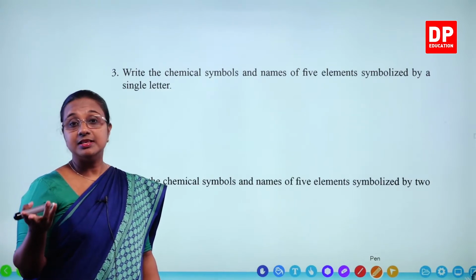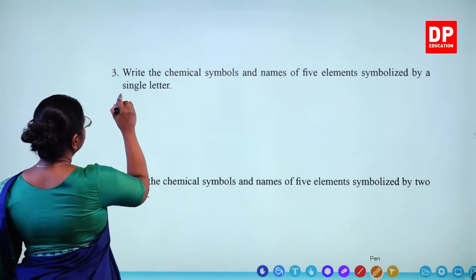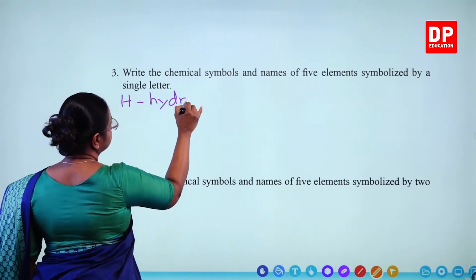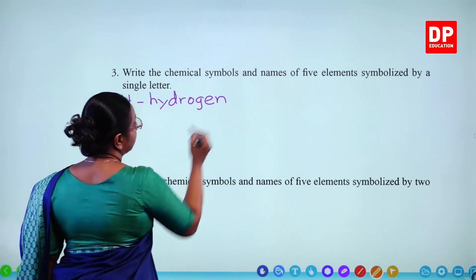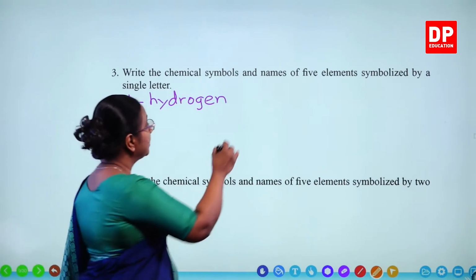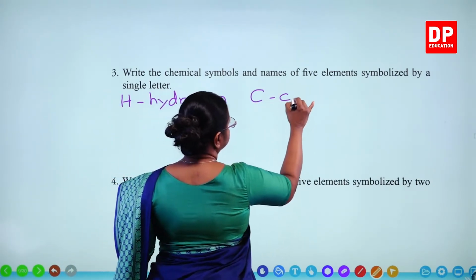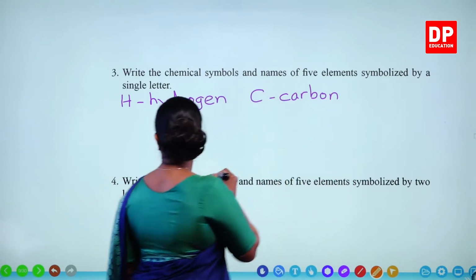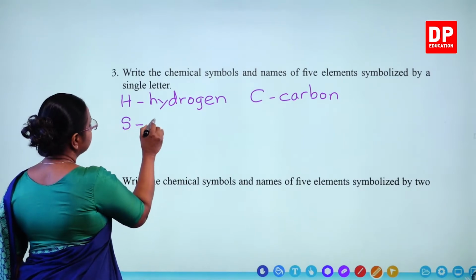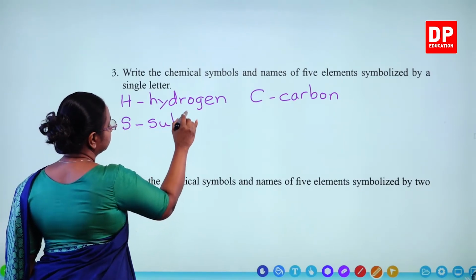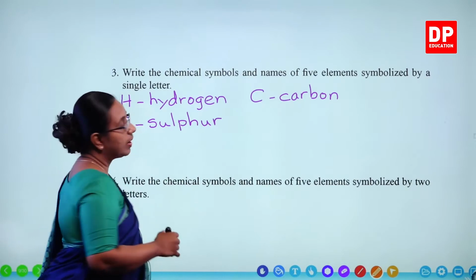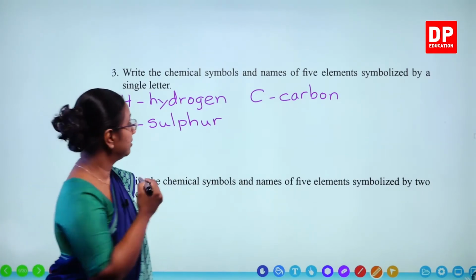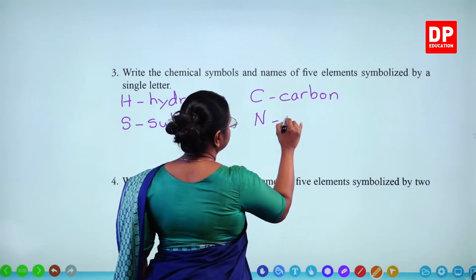Hydrogen, it is just H. So hydrogen. Then what about carbon? Carbon, C. Then we can take sulfur, S. Sulfur. What else can you think of? Just one letter. What about nitrogen? Nitrogen, N.